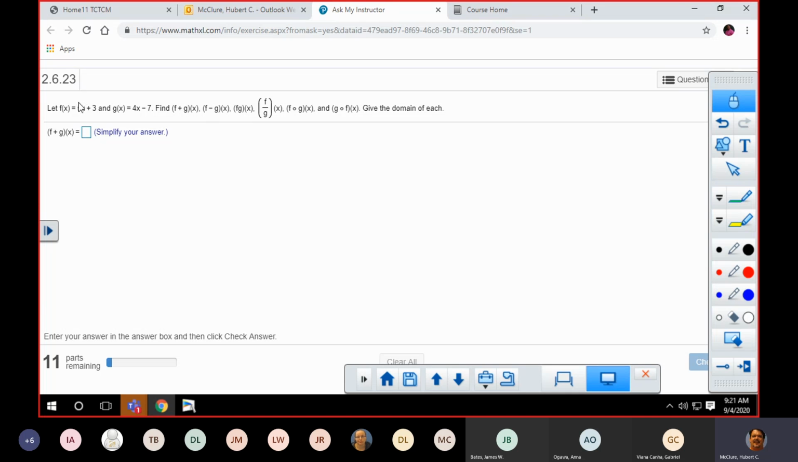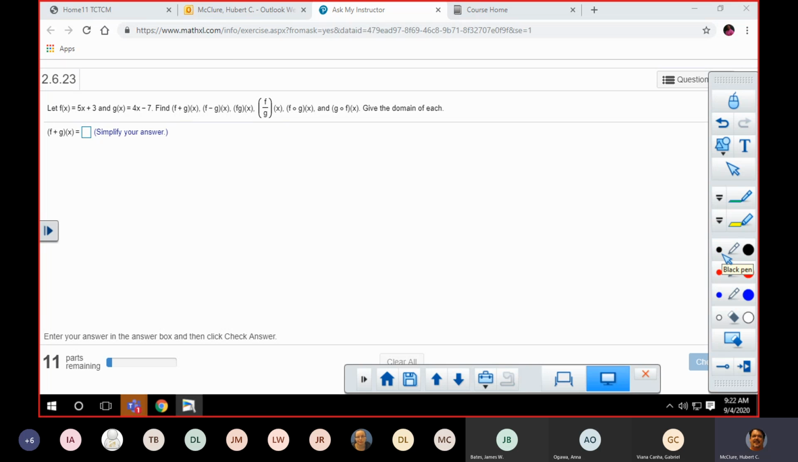So we got f of x is equal to 5x plus 3, and g of x is equal to 4x minus 7. And they want you to find all of these. Now, this is not a test question by itself. Each one of these is a test question. I would never give you this whole thing as a test question, okay? But each one of these, so you got like 5 or 6 test questions here.